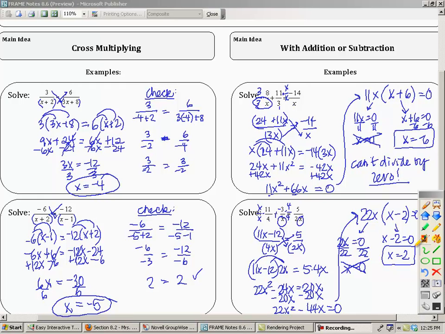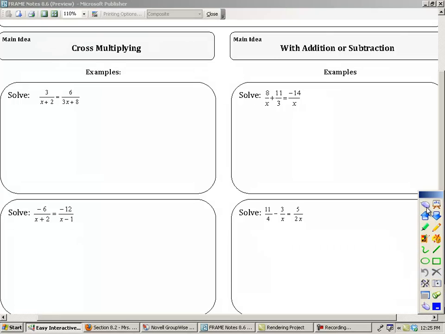And so you'll notice these two with the addition and subtraction really are the same thing. You make the common denominator on the one side, and then you cross multiply again. All right, we're going to flip to the back side, get a little bit more difficult as we go through.